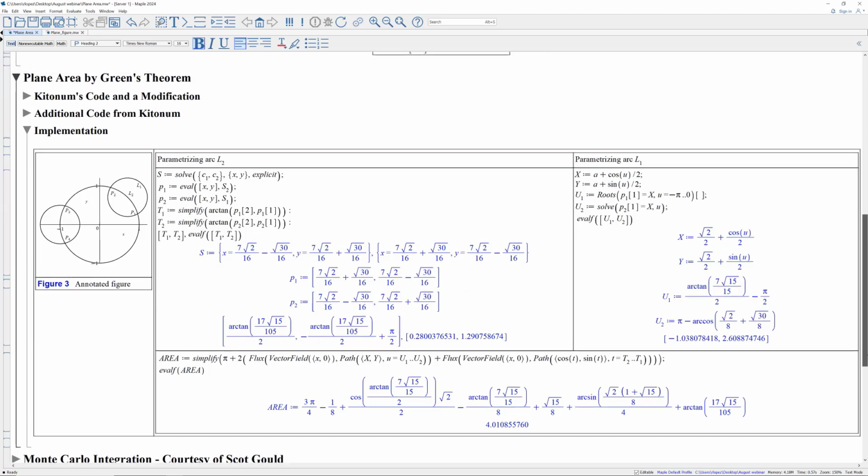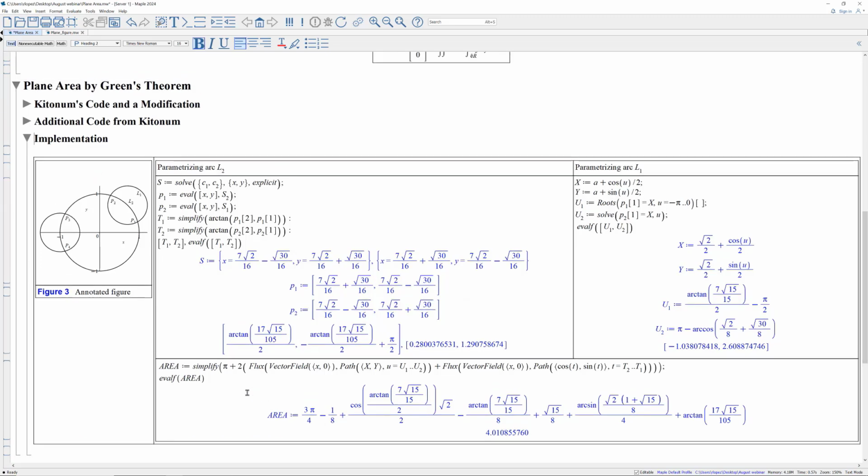Let's get the area. Pi is the area of the unit circle. I have two lumps, two handles. That's what that 2 is. And I'm going to obtain this area by integrating along arc L1 and then along arc L2. It's a flux integral. So in each case, my vector field is x0.